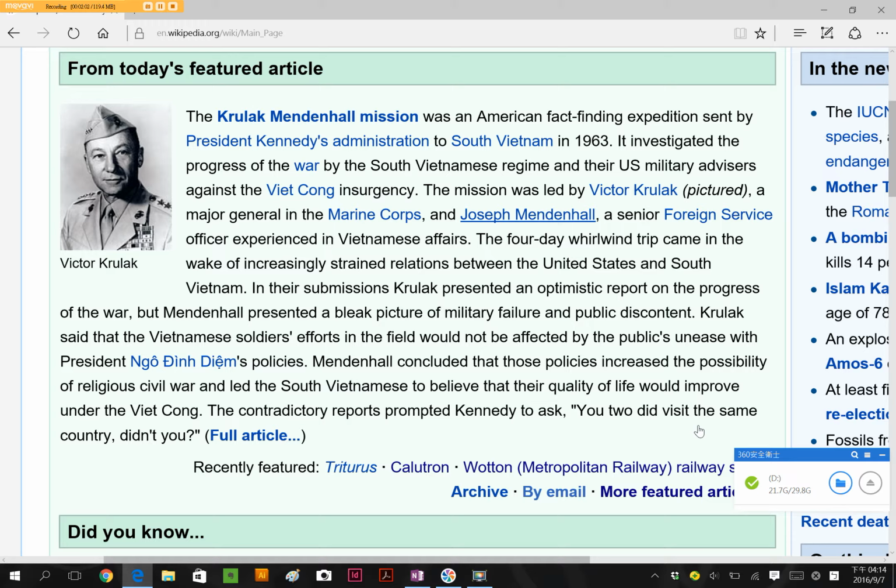In their submissions, Gulag presented an optimistic report on the progress of the war, but Mandelholm presented a bleak picture of a military failure and public discontent. Gulag said that the Vietnamese soldiers'efforts in the field would not be affected by the public's unease with President Ngo Dinh Diem's policies. Mandelholm concluded that those policies increase the possibility of religious civil war and led the South Vietnamese to believe that their quality of lifewould improve under the Viet Cong. The contradictory reports promoting Kennedy to ask you to devisit the same country, didn't you?